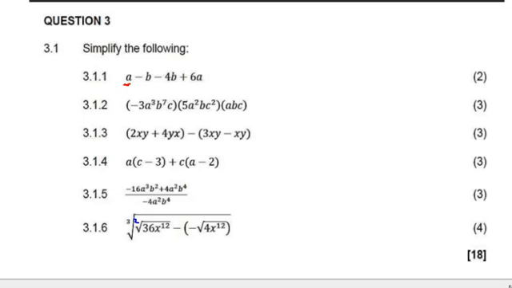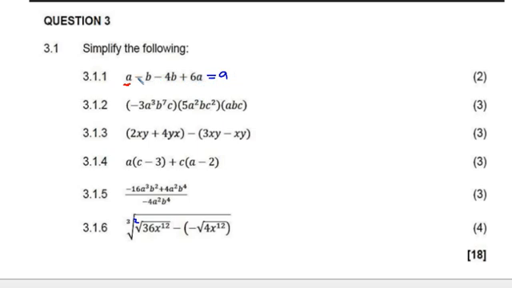We are continuing with the revision, and this is algebra once again. We have some algebraic expressions that need to be simplified here. The first one: a minus b minus 4b plus 6a. We need to simplify this one. The first step there is to collect like terms.